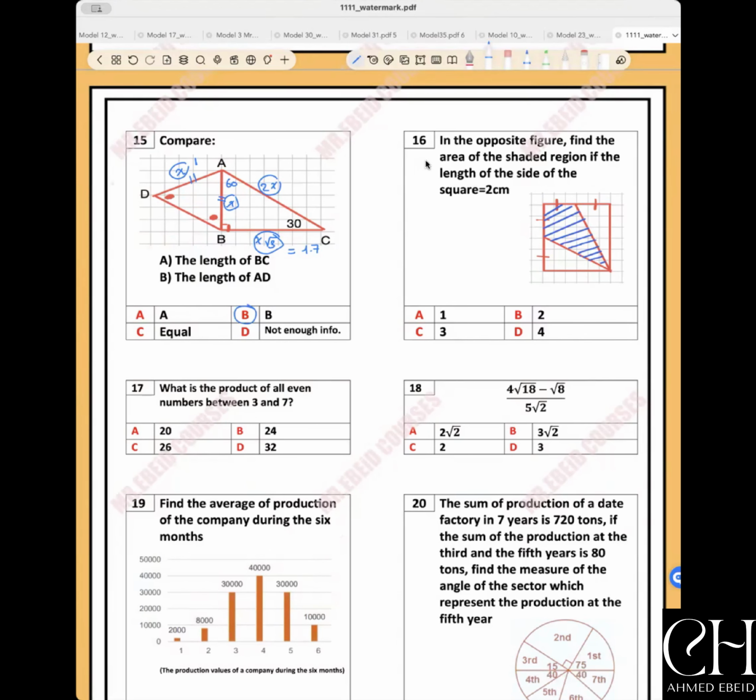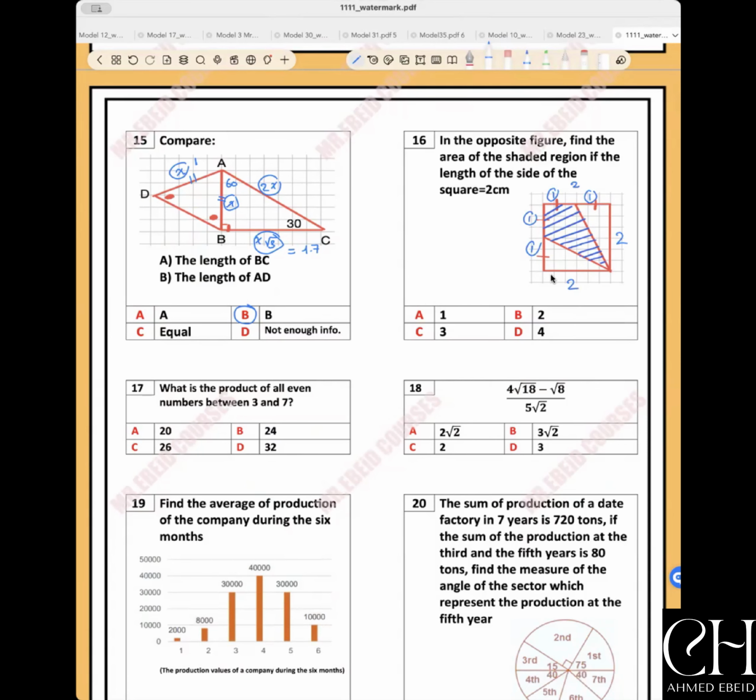Let's move to question 16. In the opposite figure, find the area of the shaded region if the length of the side of the square is 2 centimeters. Now, in this shape, this is a square with side length equal to 2. We have two equal parts, so this part is 1 and this part is 1. This is 1 and this is 1. All of this is 2 and all of this is 2.